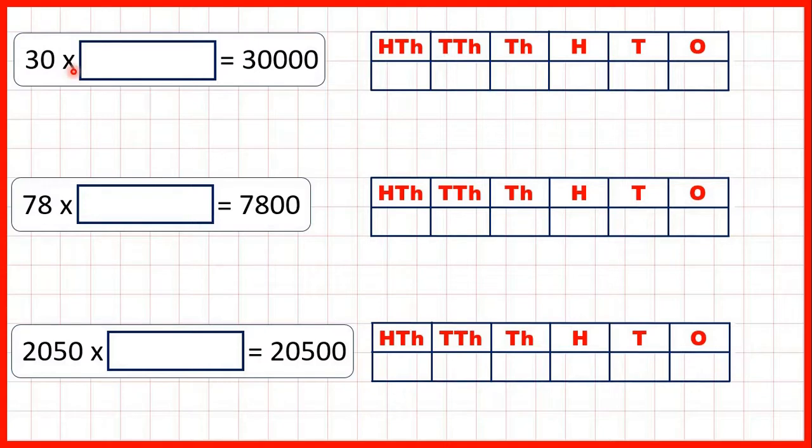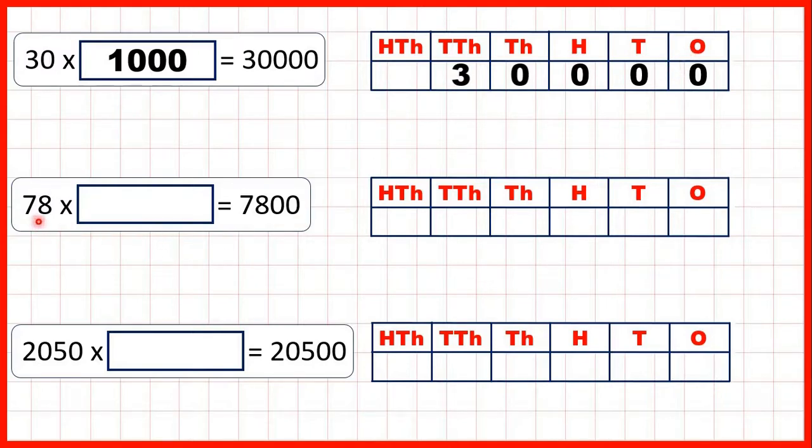So 30 times what equals 30,000? Our missing number is 1,000. That's because 30 times 1 is 30, but then multiplying by 1,000 we write 3 zeros on the end of our number. And what really happens when we multiply by 1,000 is that the digits move 3 place values to the left, and we write zeros in our empty hundreds, tens and ones columns.